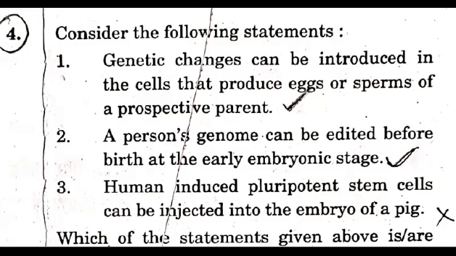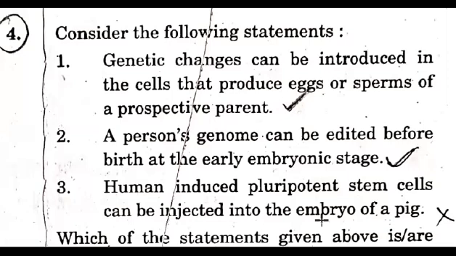Human-induced pluripotent stem cells can be injected into the embryo of a pig. This is the third option. Now this is taken from cloning. So you must clearly know here that with the passage of time, when we are taking animal models for any biomedical research, the choice has changed. Very recently, it has been proven that pigs can be a better choice over rodent animals like guinea pigs or maybe rats or mice for the purposes of conducting animal trials.